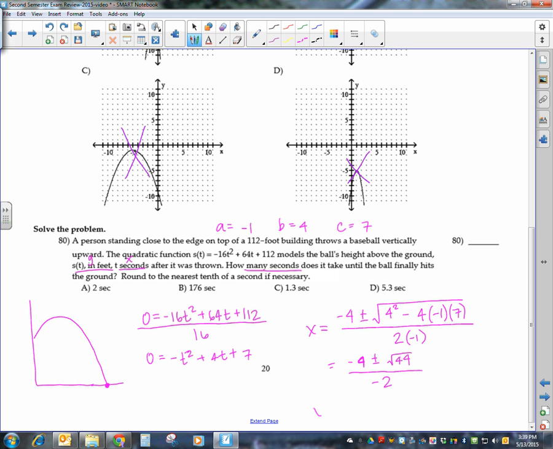When you put in negative 4 plus the square root of 44 all over negative 2, you will get an answer of negative 1.3. And if you put in negative 4 minus the square root of 44 over negative 2, you will get a positive 5.3. So the negative is over here, in case you're interested. This is your 5.3, and this is your negative 1.3.